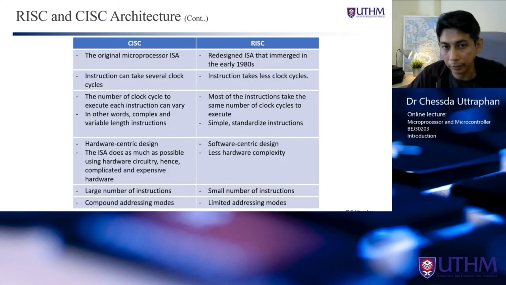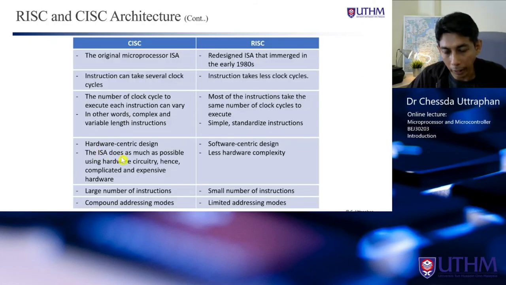For example, the instruction add and the instruction sub use 4 clock cycles. The instruction multiply also uses 4 clock cycles. The logic instruction also uses 4 clock cycles. But for CISC it may be different. Logic may be more simple, only taking 2 clock cycles. For other complex instructions like division and multiplication, it may take more clock cycles. That is the meaning of this.